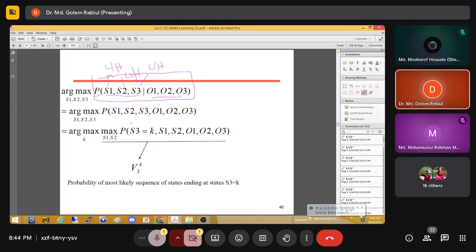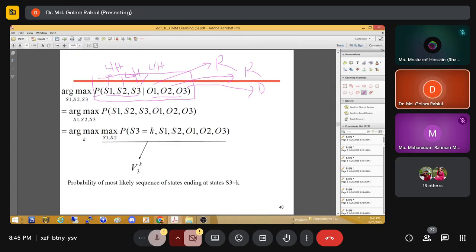Probability of state 1, state 2, state 3, given observation 1, observation 2, and observation 3. So observation 1 is what? Observation 1 is rain on first day. Observation 2 is rain on second day. And third day is a dry day. So we want to find out the state sequence based on the observation sequence. And actually, we want to find out this probability.